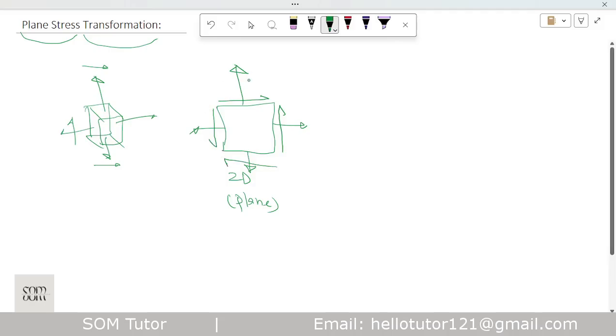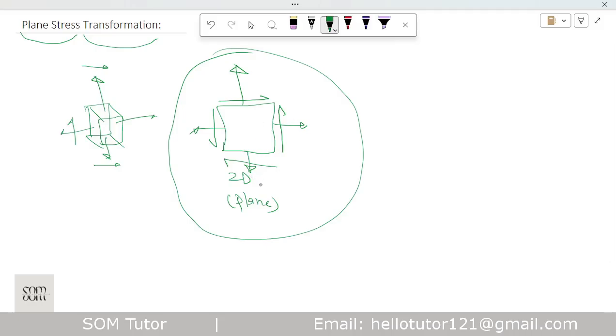Now the thing is that there is no normal stress here. We have stresses only in the plane of the paper or the display, as you can see. So this is what we call as plane stress. We don't consider the stress in the third direction, or in simple words, we simply ignore the stress in at least one dimension out of three dimensions. So we have understood the plane stress.